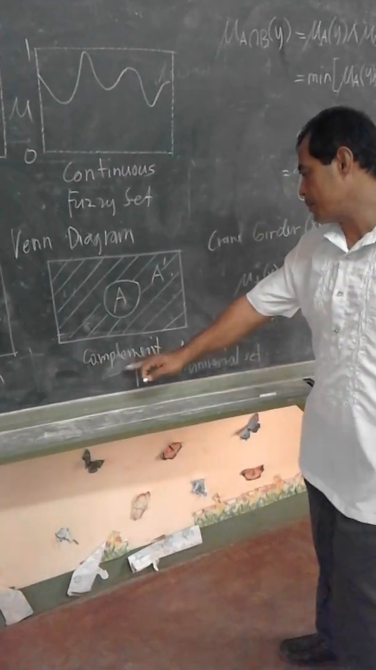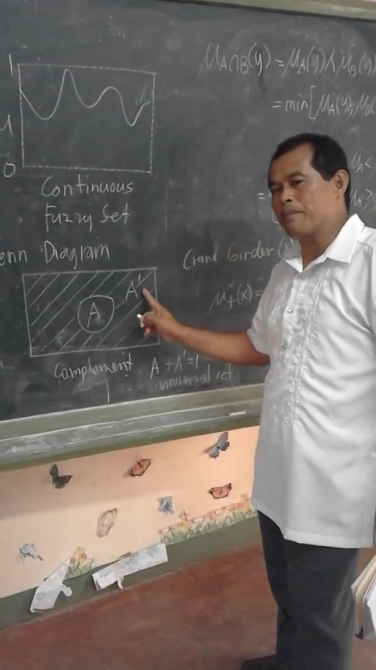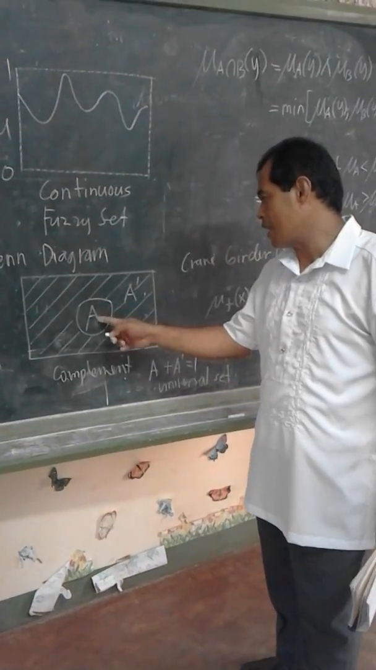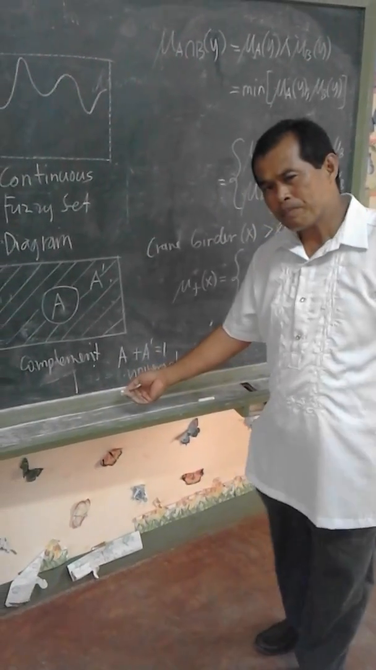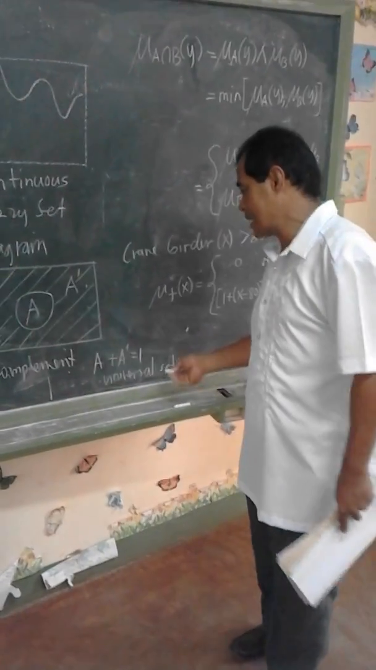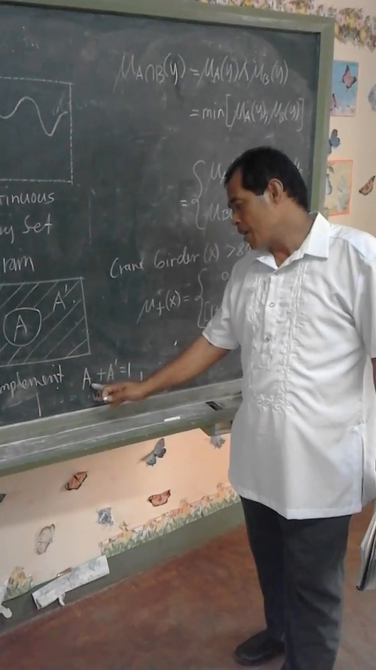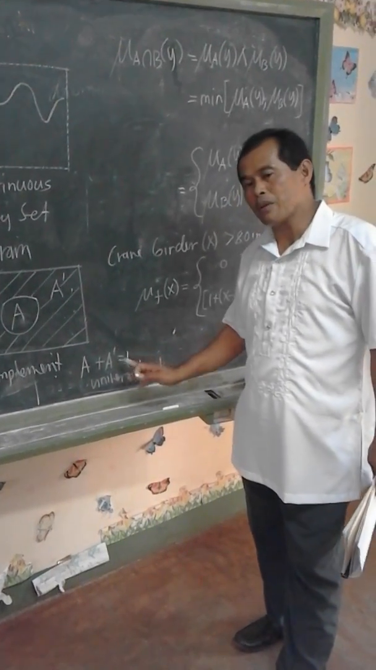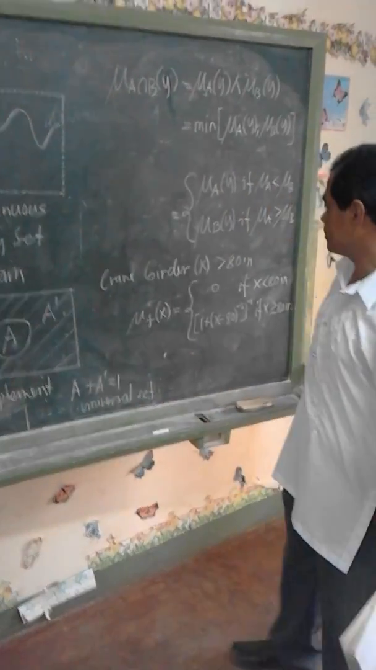Then we have here the complement. Say A, then the complement of A is A prime. The complement of A prime is A. So therefore, the total of this is what we call the universal set. This is the complement. Therefore, A plus A prime equals 1, and that is the definition of a universal set.